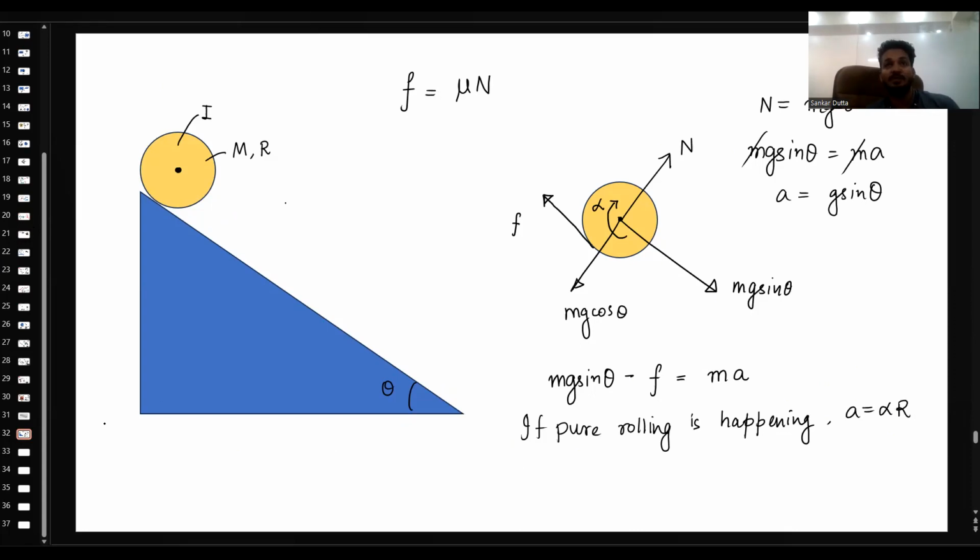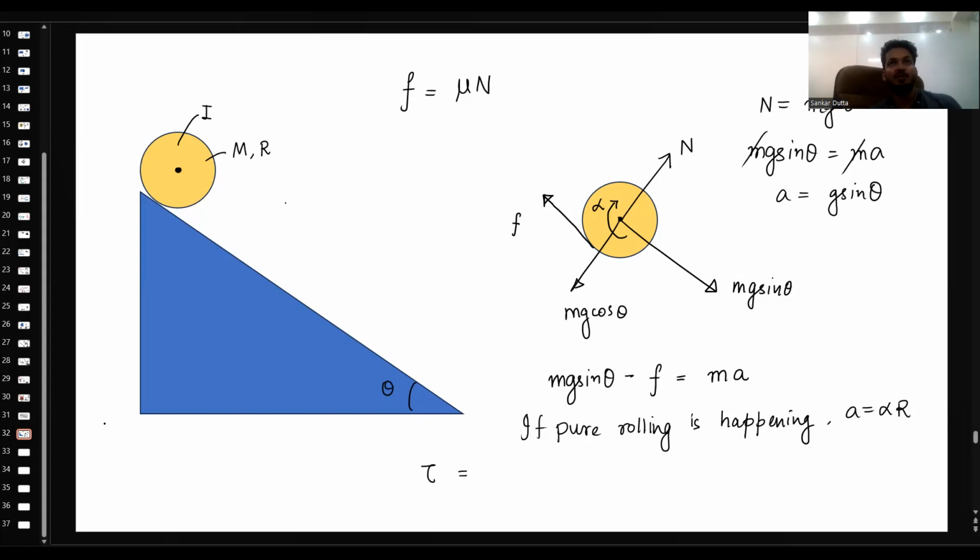Now I'm going to write the equation for torque, because I have written the equation for force, the second law along the plane. Can you tell me how I will write the equation for torque? What is the torque because of the normal, mg cos theta and mg sin theta? What is the torque because of all these three forces? They're going to be zero.